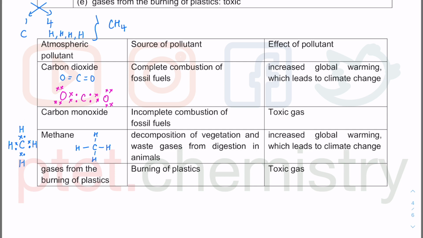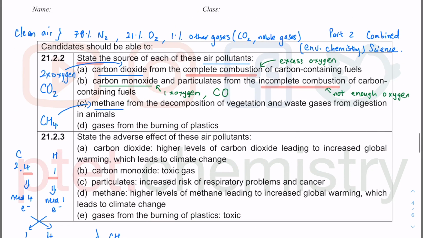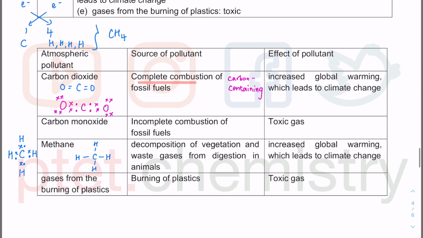As I mentioned, carbon dioxide comes from complete combustion of carbon containing fossil fuels. Very important, as stated in the syllabus, carbon containing fossil fuels. Just because you burn fuels does not mean you have carbon, so make sure you add carbon containing fossil fuels. Complete combustion, enough oxygen. You have enough or excess oxygen. Oxygen is O2. We have only about 21% oxygen in the atmosphere.